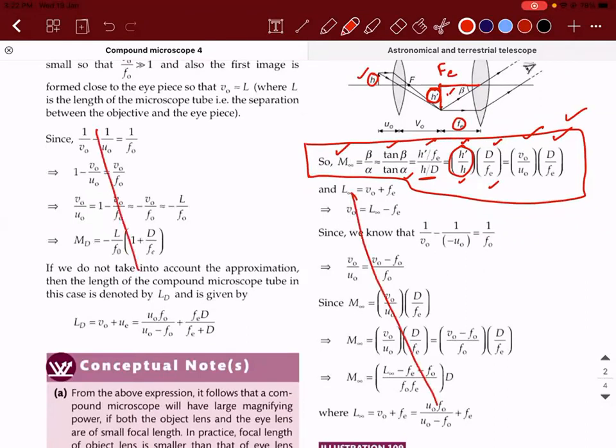Don't worry about these things. So this alone I'll explain. The left hand side part I'll explain, but these things you need not worry about.